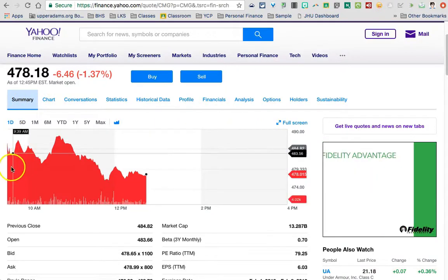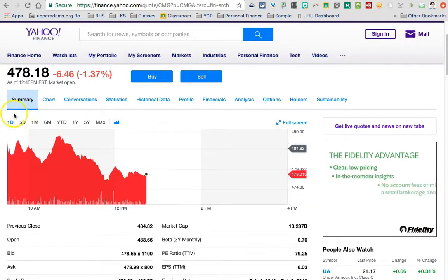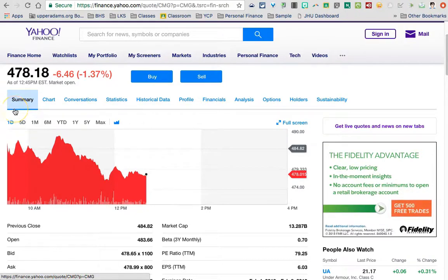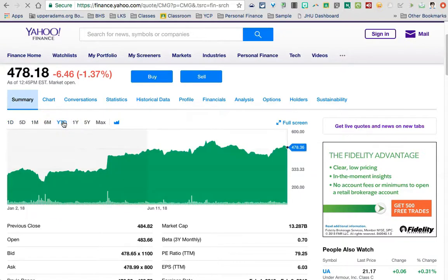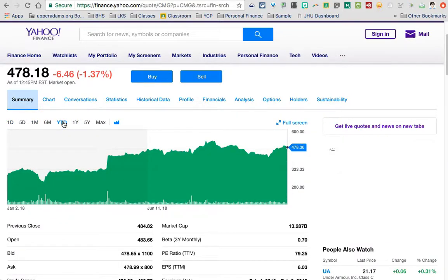And right here again, this is how Chipotle has done over the last day. So is this trending bear or bull? How about year to date? Are they trending bear or bull? Now if I mouse over each one of these, you can see it gives me the date at the top, and over on the right it gives me in the black arrow what it was selling at, price per share. Right now, it's selling at $478.18 per share. It's down since the market opened that much.